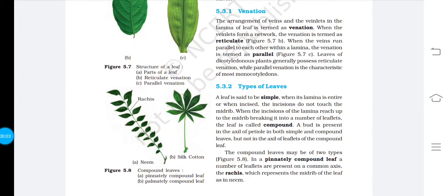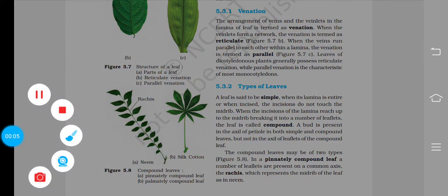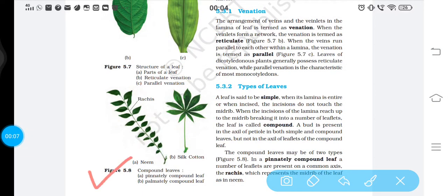Here in this leaf pattern we can observe that a compound leaf could be of two types, pinnately compound and palmately compound. The first diagram represents the pinnately compound leaf, while the second one is the palmately compound. In pinnately compound, we have seen the leaves of the neem plant. In the same way, palmately compound leaves we have seen in the silk cotton plant.